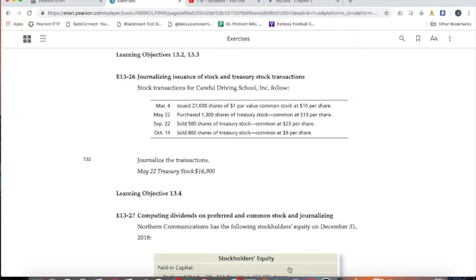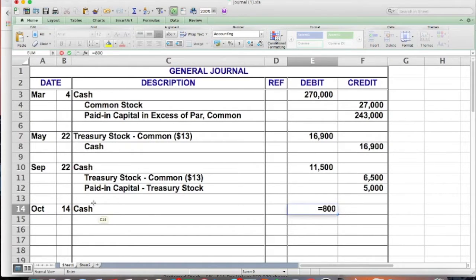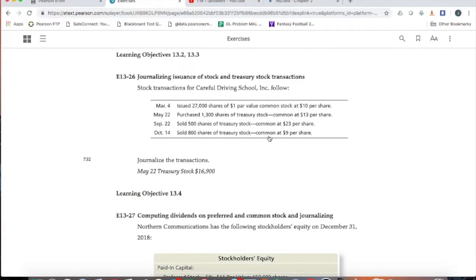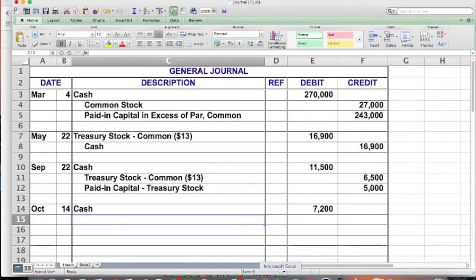Finally, October 14th says we sold 800 shares of treasury stock. All right, October 14th. We're selling treasury stock again, so I know I have to debit cash. It said that we sold 800 shares, and we sold those 800 shares for $9 per share. So 800 times 9 tells me that I'm going to debit cash for $7,200. All right, I see that that $9 per share is less than the cost. So I'm going to skip a line here. I'm going to credit treasury stock common down here.